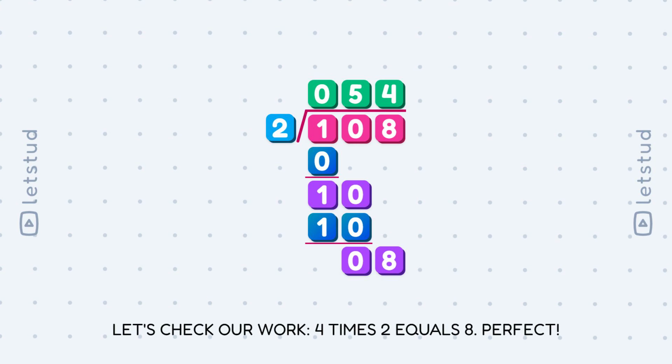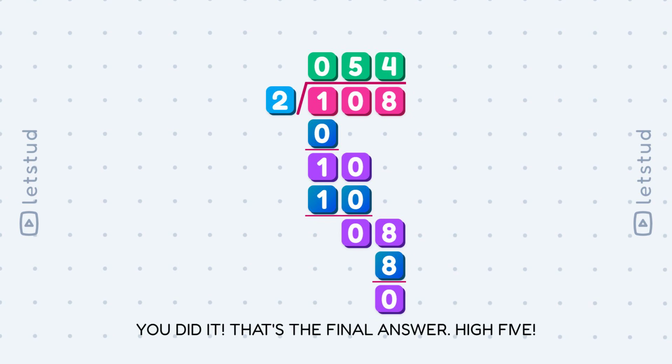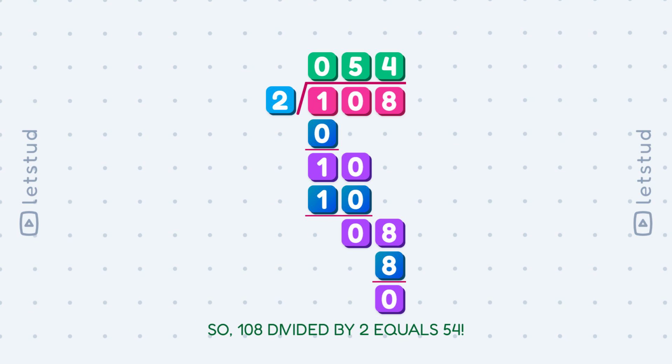Let's check our work. 4 times 2 equals 8. Perfect. Subtracting 8 from 8 gives us 0. We have no remainder left. You did it, that's the final answer. High five. And that's how you divide 108 by 2. You're a math whiz. So 108 divided by 2 equals 54.